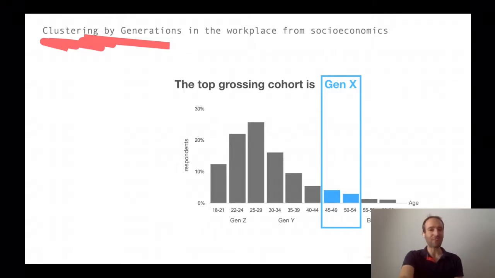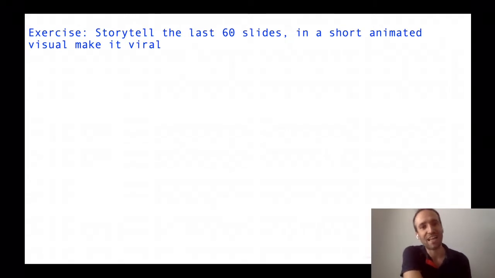So we have seen 5 frameworks, and we saw that each time we connect our data to any of the frameworks, very interesting knowledge is created because we make the data useful. Because once you connect the data to some thinking framework, then it can be used very quickly. Right, to finish this session, I have a challenge for you. If you had to storytell the last 60 slides in a short animated visual that should go viral, how would you do it?